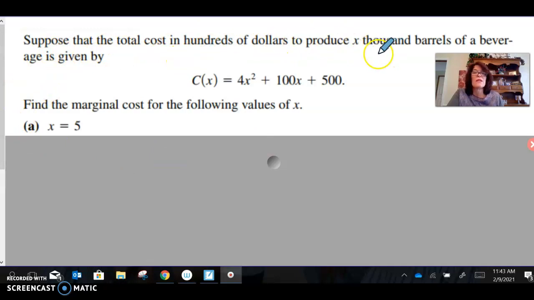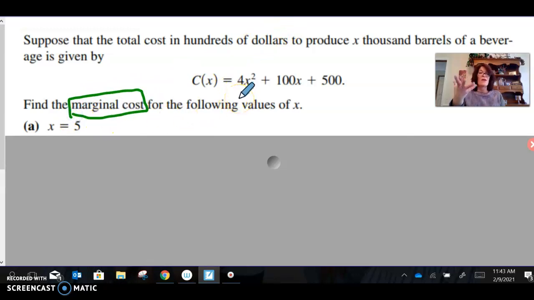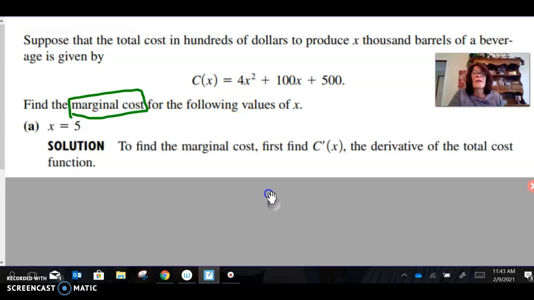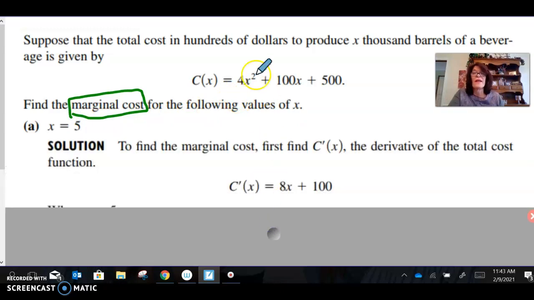Suppose that the total cost in hundreds of dollars to produce X thousand barrels of a beverage, you pick the beverage, is given by this. Okay, this is the total cost. Find the marginal cost for the following values of X. X equals 5. Guys, you're going to have to know that marginal cost means find the derivative. They're not going to always say find the derivative. Okay, so we find the derivative.